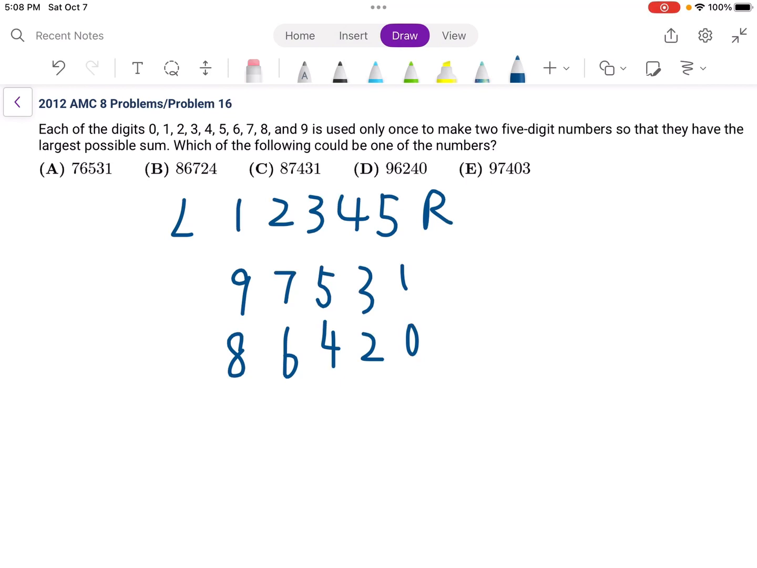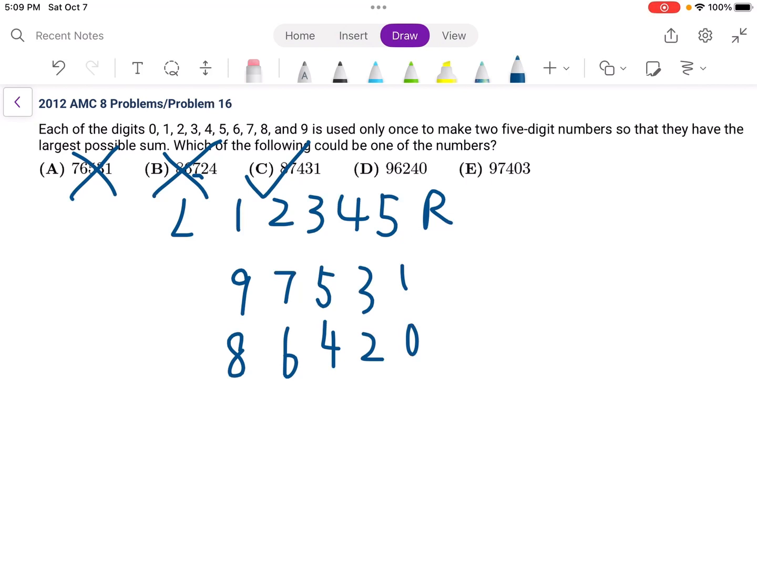For answer A, 7 is in the first place, so this does not qualify. And answer B, 8, 6, 7 is in the third position, so this does not qualify either. And C, 8 is in the first position, 7 in the second, 4 in the third, 3 in the fourth, 1 in the last position, and this one is correct.